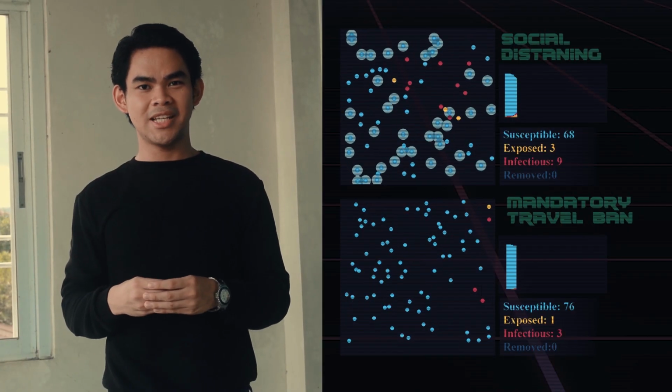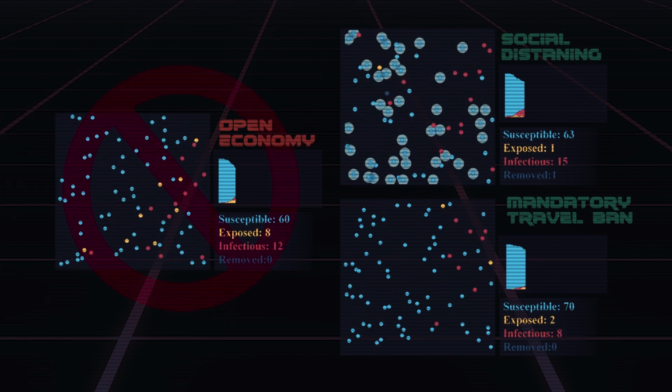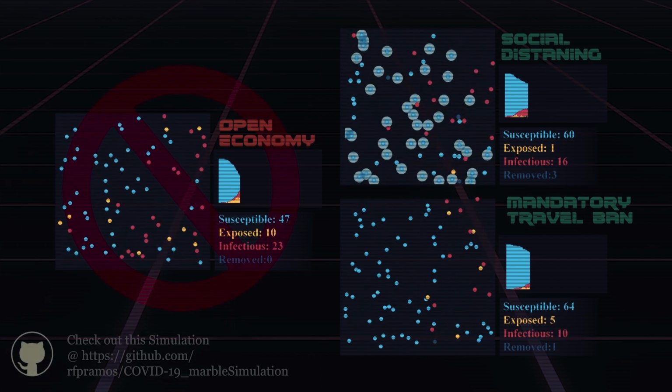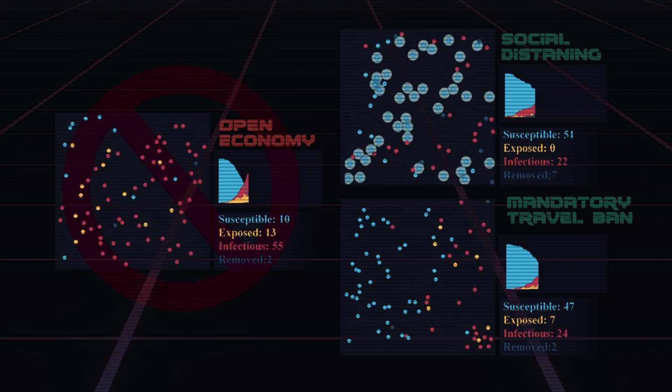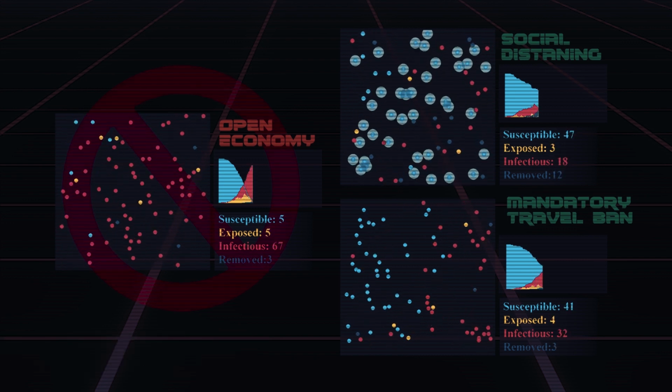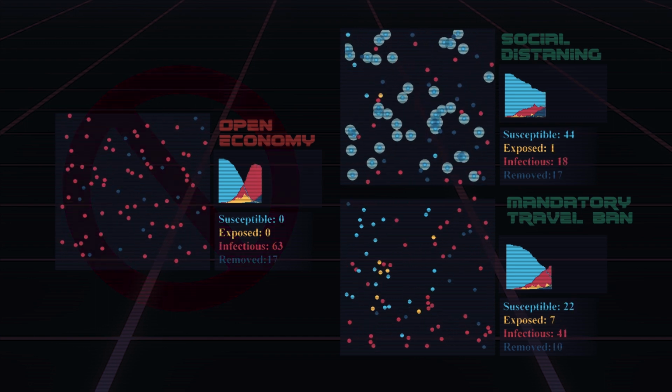For us individuals, what we can do is follow certain measures mandated by the World Health Organization, such as social distancing and a mandatory travel ban. These measures primarily lessen the effective contact rate beta of the population, which in turn would lessen the rate of change of the number of individuals per compartment through time, resulting in flattening the curve.